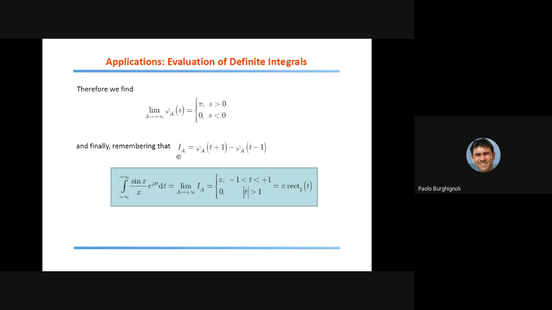And since our original integral I sub a was written in terms of the function phi, then it's easy to derive the final result, which is the value of the Fourier transform of the sinc function, which is the limit as a tends to infinity of I sub a, and this is equal to pi when t is between -1 and +1, and is equal to 0 when the absolute value of t is larger than 1. So compactly, this is equal to pi times the rectangular function, which is equal to 1 inside -1 and +1, and is equal to 0 otherwise.